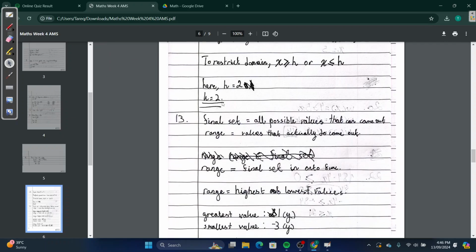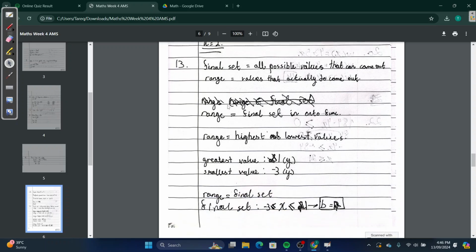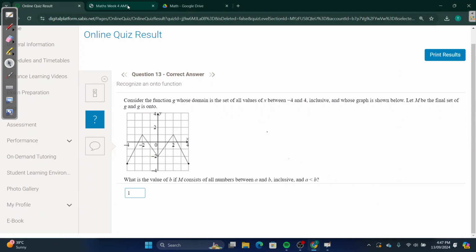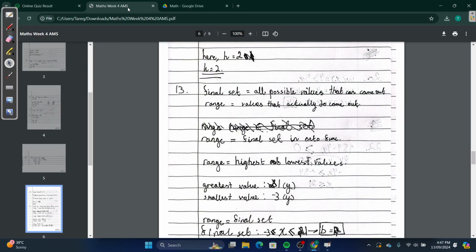An onto function. In an onto function, basically all your range values is equal to your final set. Now I defined what each of these are. Your final set is all possible values that can come out. So every set of the function, any set. Now most of the time it's all real numbers, okay?